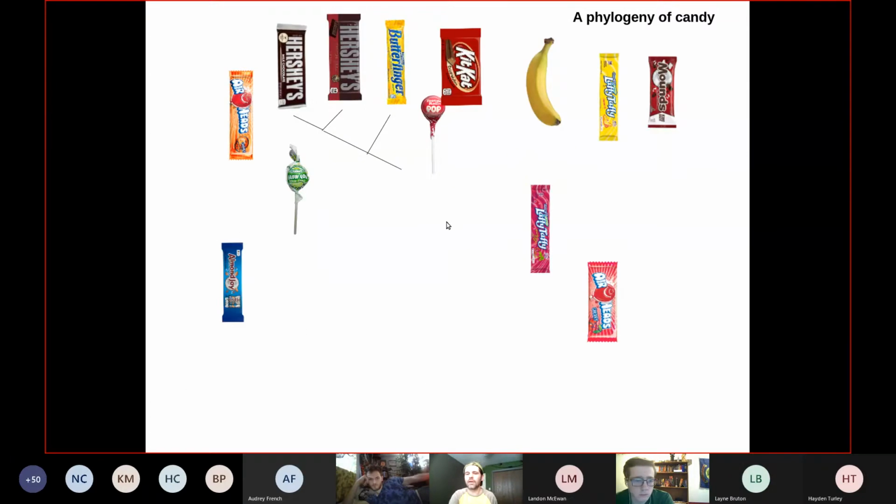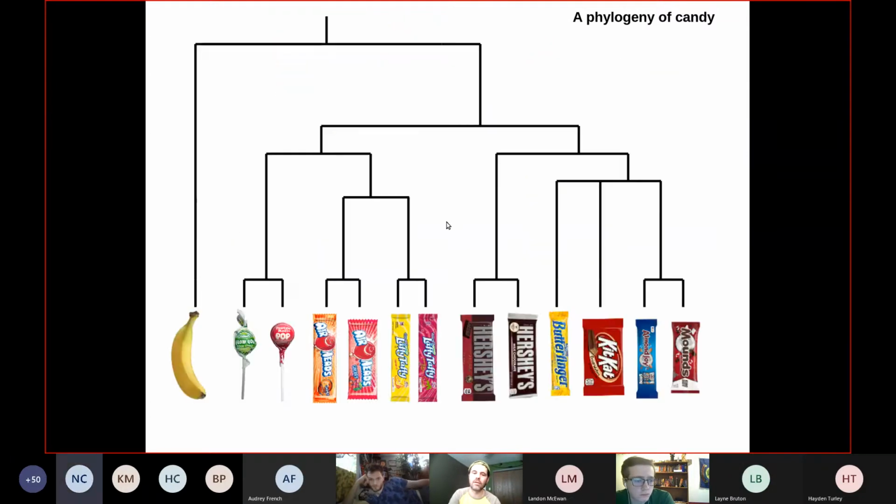All right, so I asked you to make a phylogeny. I'm going to show you the one I came up with. It's not right, because there is no evolutionary relationship between these candies. But this is the one I came up with. I have banana here as the outgroup.